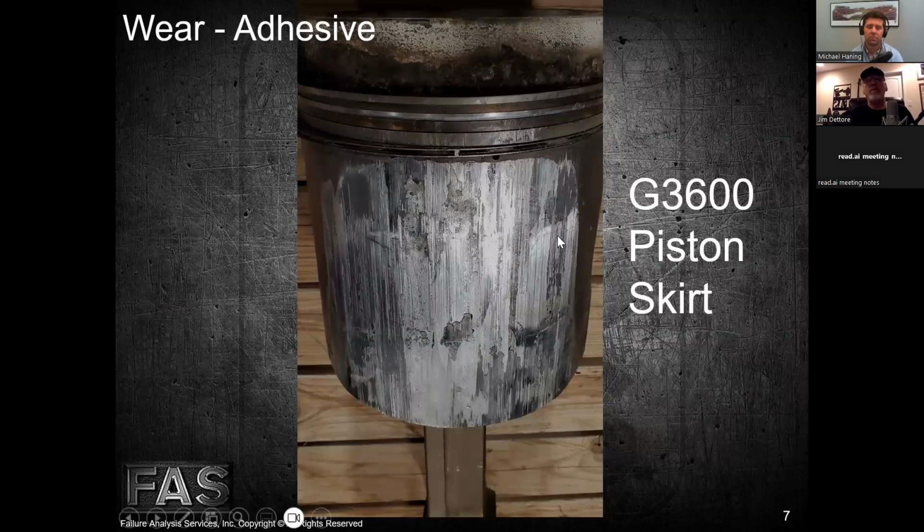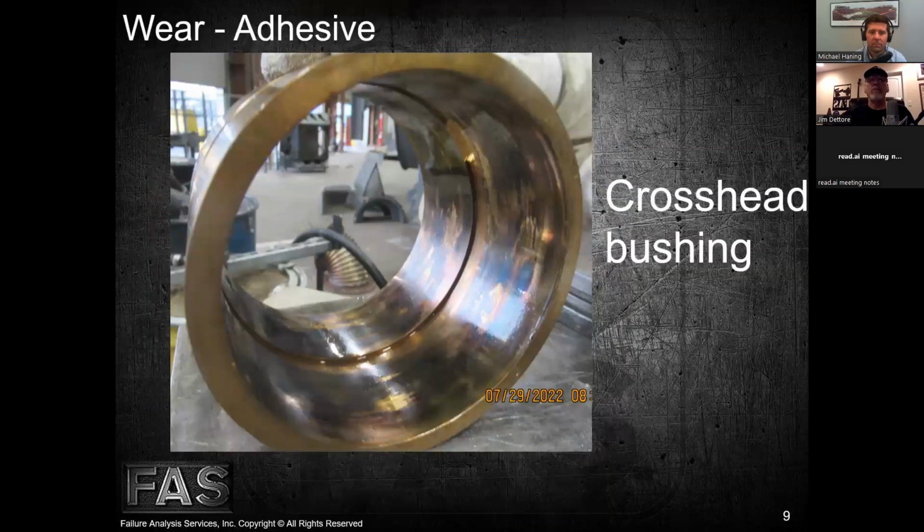Here's another example of a 3600 piston that's just experienced excessive amounts of adhesive wear. And this one hasn't gotten to the point where it's starting to seize the rings, but it's definitely making secondary debris and wreaking havoc on other areas of the engine. So let's see here. Here we've got a crosshead bushing out of, I believe, an aerial compressor.